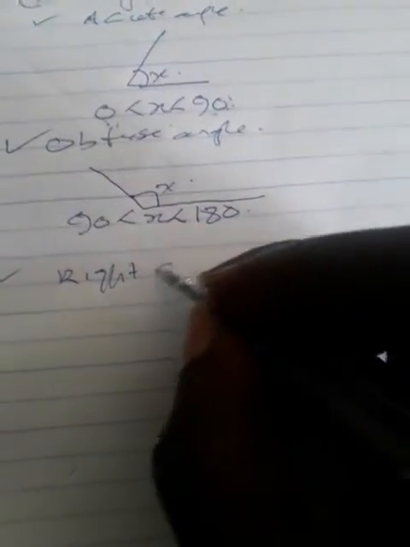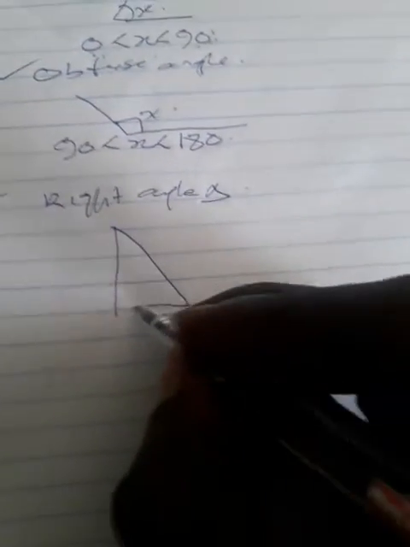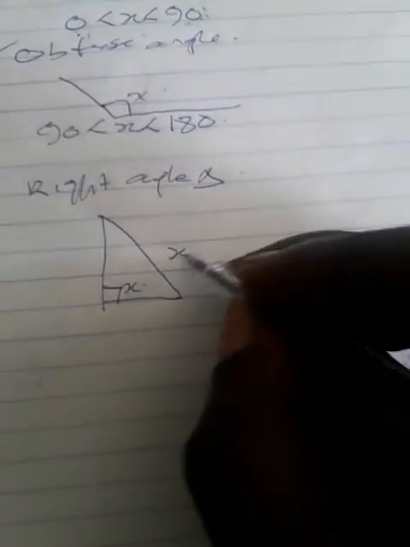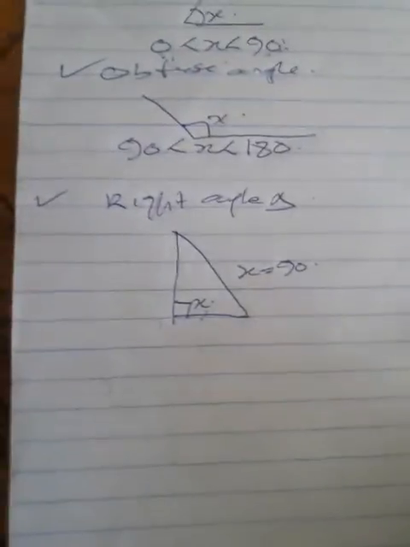Then another thing that we are going to be looking at is right angle triangle. This one is telling us that when you have a right angle triangle, one of the angles is 90. If S is here, you are saying S is equal to 90. So this is what we call right angle triangle.